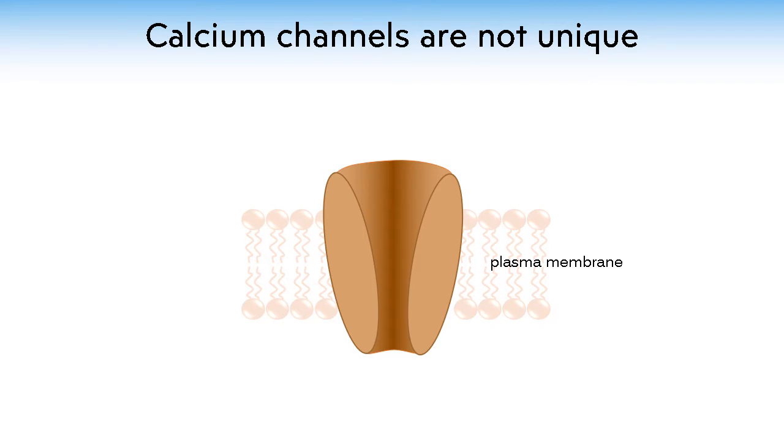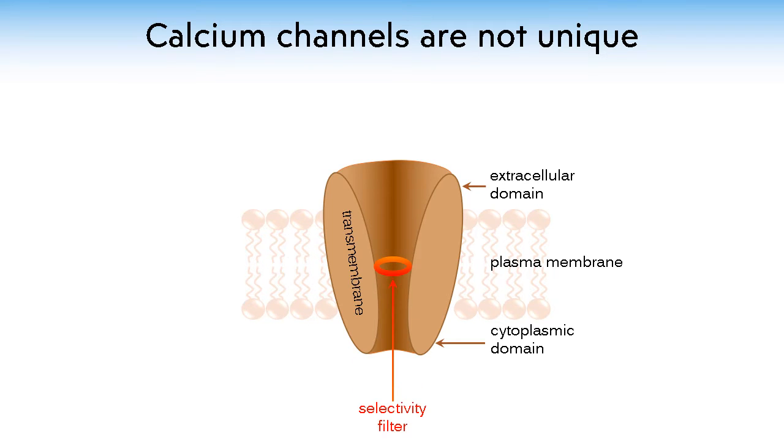The main part of the channel is a membrane-spanning protein with extracellular and cytoplasmic domains that protrude on either side of the membrane. Inside the protein is a region known as the selectivity filter, which distinguishes between calcium and other ions, allowing only calcium ions to pass through. This protein, which is called the alpha-1 subunit, contains all the features needed to function as a calcium channel. However, it doesn't work alone.